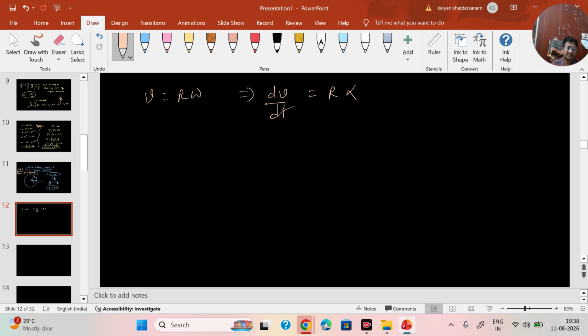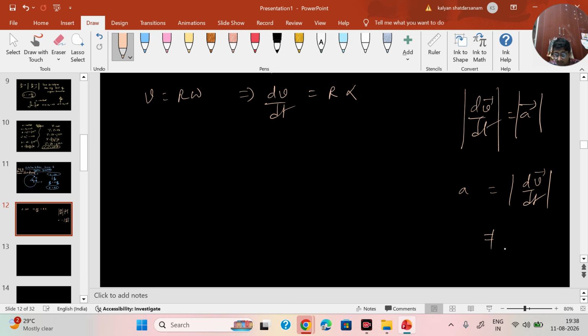Can we call it acceleration? Yes, sir. No. D velocity by dt is acceleration. And unfortunately, you cannot even call it magnitude of acceleration, because magnitude of acceleration would have been mod dv by dt, but this may not be equal to d of mod v by dt. This is a very specific thing.